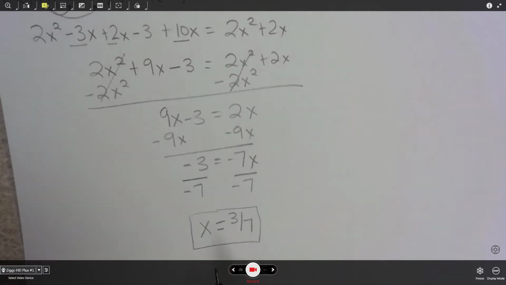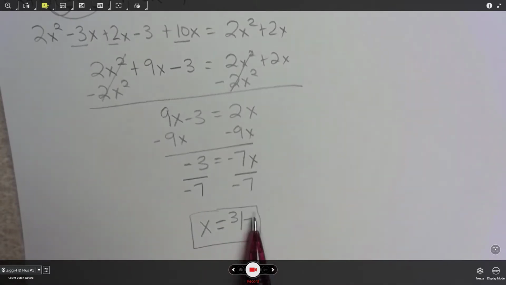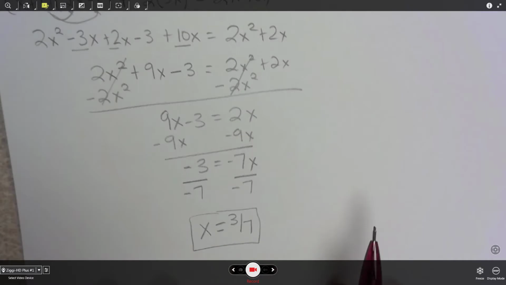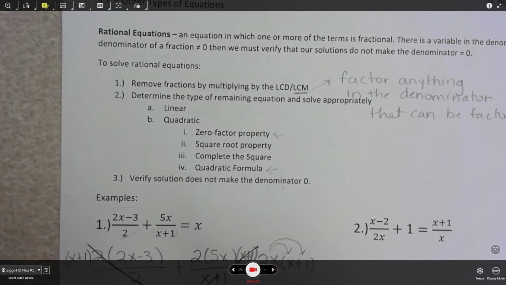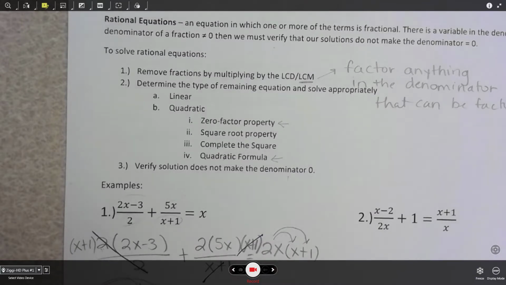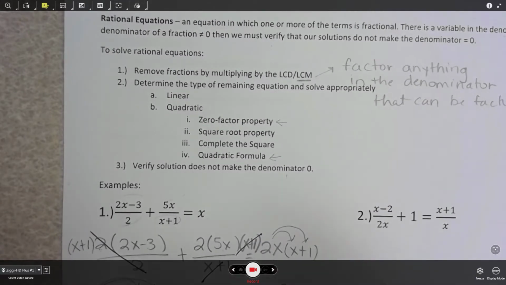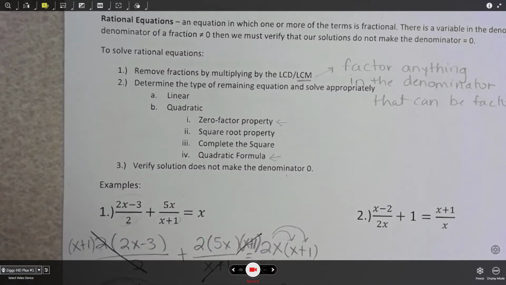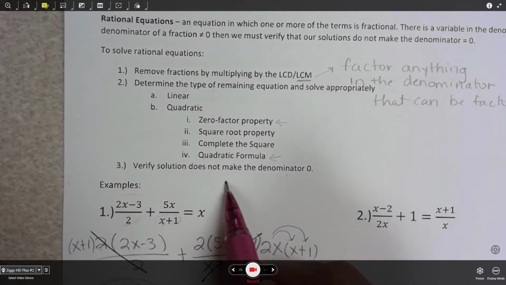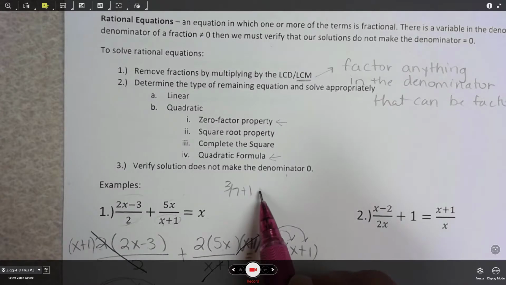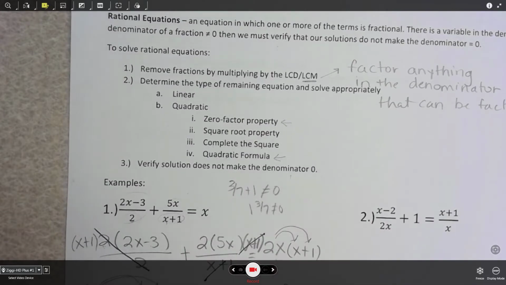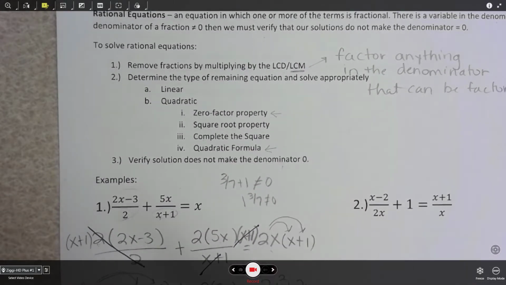Alright, also what you need to do now is verify that this number right here will not make the denominator be a 0. So I'm going to come back up here to my original problem, looking at the denominators that have a variable, because that's where I'm going to be substituting my solution. Alright, this denominator does not have a variable, so you won't be filling anything in. It's not going to be anything other than a 2 ever. Alright, here I have a variable, and so when I take my solution 3/7 and I plug it in for x, 3/7 plus 1 definitely does not equal 0. Alright, so I know that my solution is good in terms of it not making the denominator equal 0.